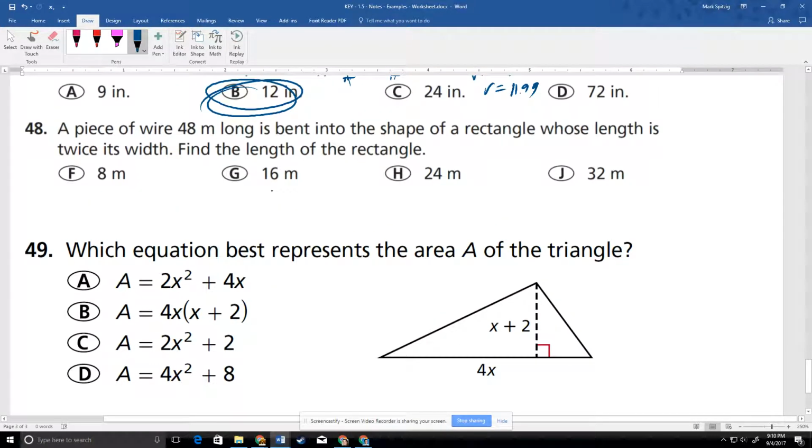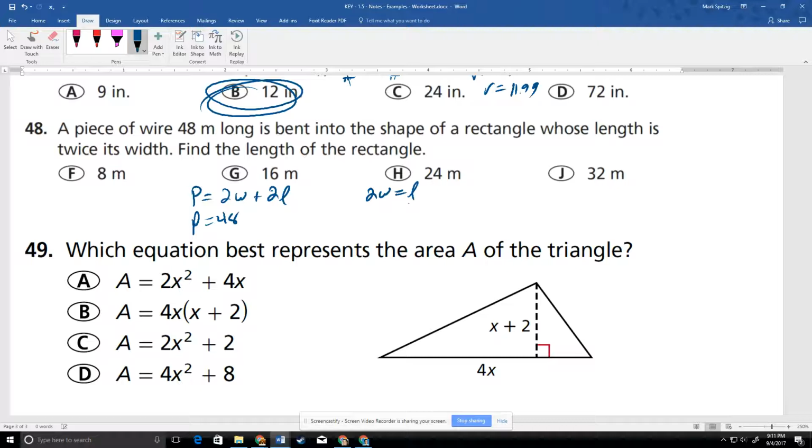that is 48 meters long is bent to the shape of a rectangle whose length is twice its width. Okay, so in other words, we know the perimeter of this, right? If it's a piece of wire bent into the rectangle, that's the perimeter of the rectangle. We know the perimeter is 2 times the width plus 2 times the length, and we also know that the perimeter is 48, and we also know that the length is twice its width, right? So 2 times the width equals the length. The length is twice as big, so we need more here.